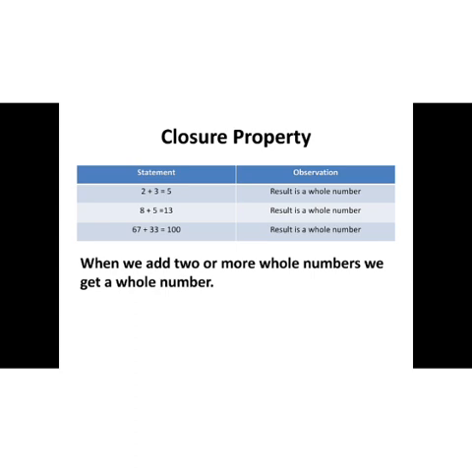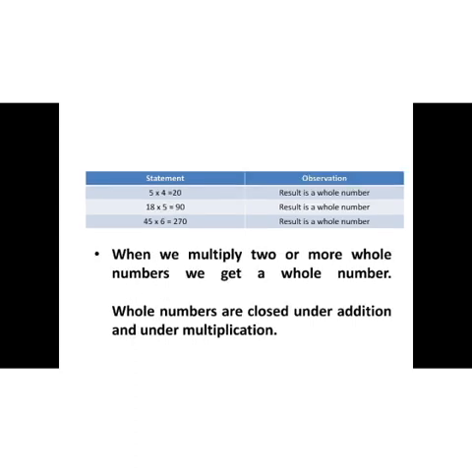What about the case of multiplication? Can you all check the two numbers? The first one given here is 5 and 4. 5 into 4 is equal to 20. We know that 5, 4 and 20 are whole numbers. So we can say that the product, that is 20, is a whole number.